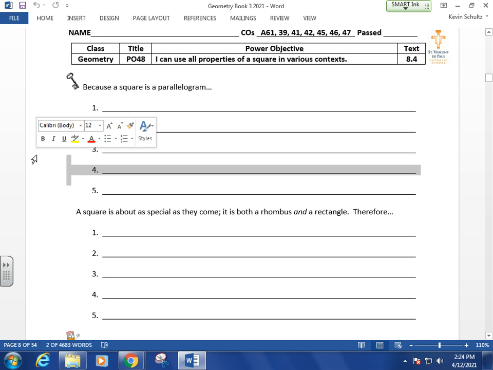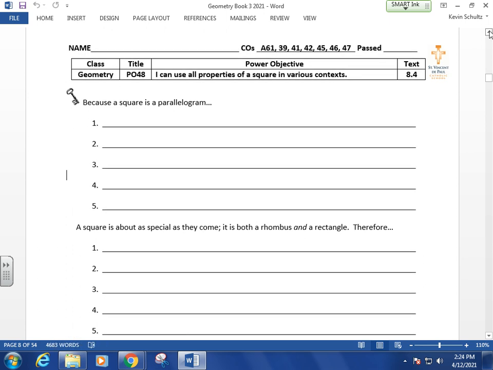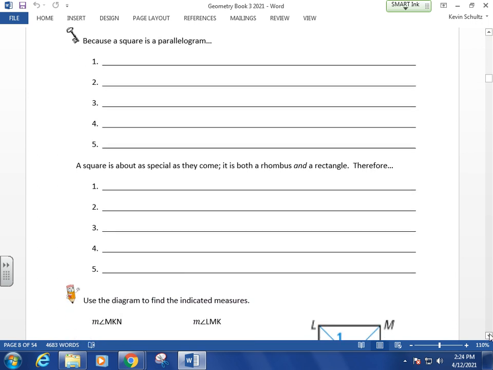PO48 talking about squares. And it's a PO because look at all the lines that we get to fill out for the characteristics of a square. Not only is a square a parallelogram, which means that it has the same 5 characteristics as every other parallelogram we've talked about so far, but, folks, because it is a square, it is also both a rhombus and a rectangle, which means that it has every characteristic of a rhombus and every characteristic of a rectangle.